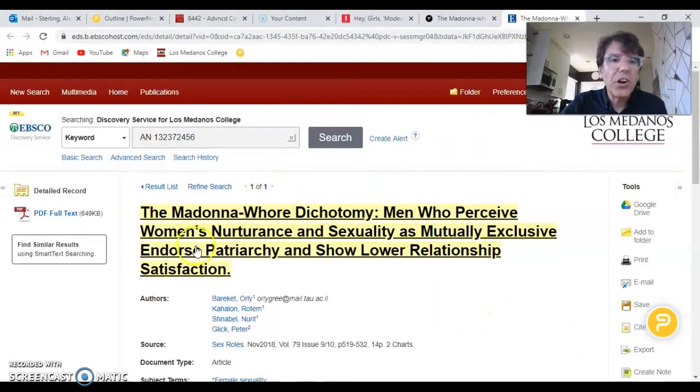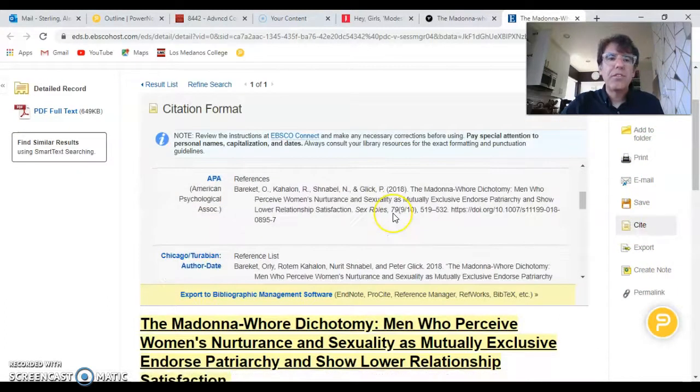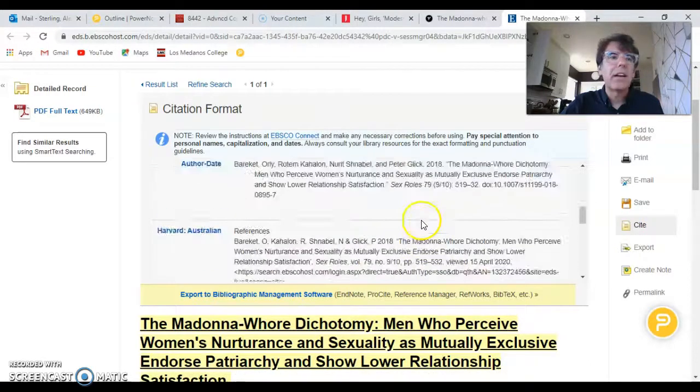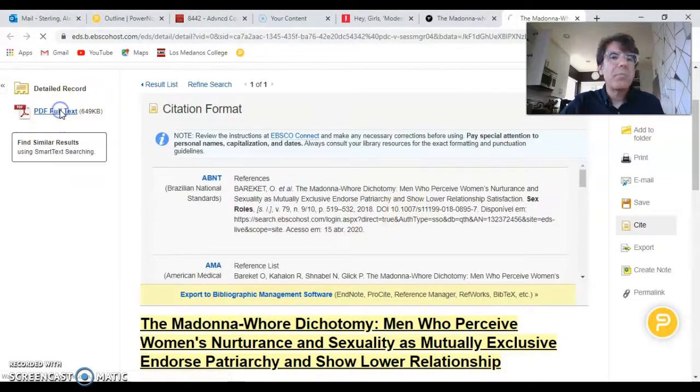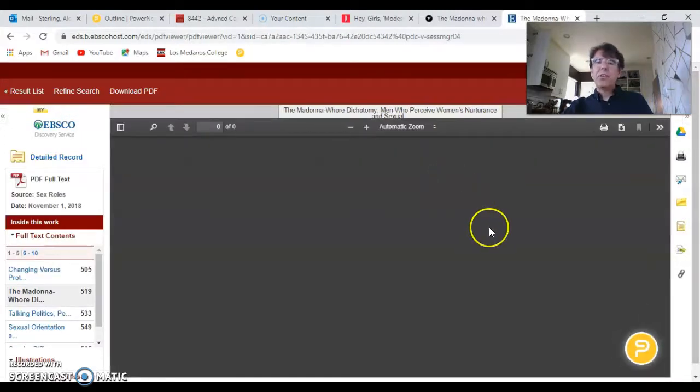So this is what you would call the detailed record. If you wanted to do a citation for your works cited, you would go over here and you'd find MLA. See, there's your works cited entry. And you can click on the PDF to get the whole article.